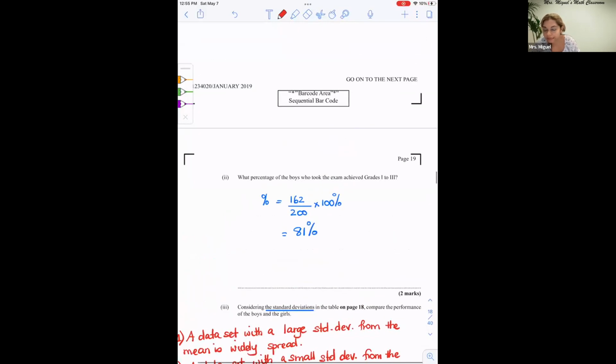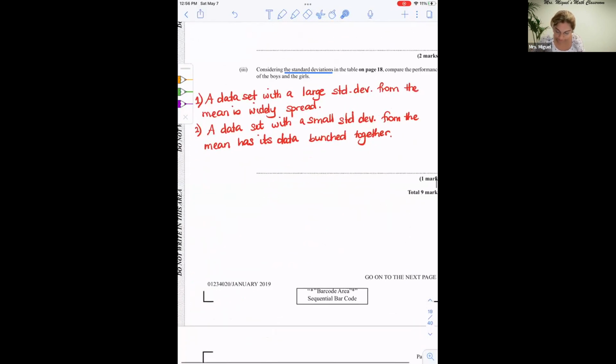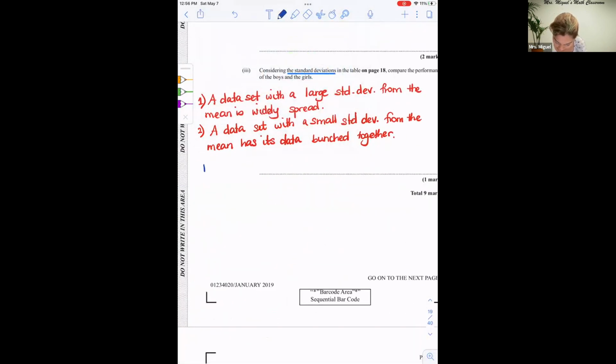All right, so let's look at the values. The standard deviation of the boys is larger than the girls. If you don't know anything about standard deviation, you could write that, because that is visible. That is what we can read from the table. The standard deviation of the boys is larger than the standard deviation of the girls. It's only 1 mark, so you can write one thing.